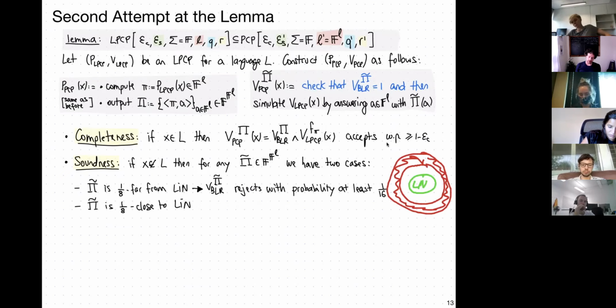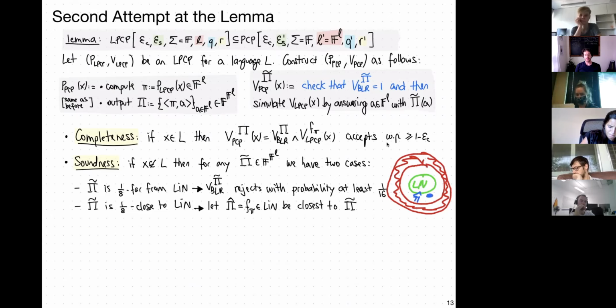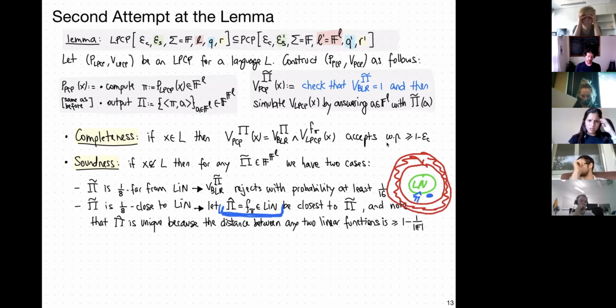So let me illustrate the problem a little better. Suppose that we are somewhere in this gray zone, and we are close to being linear, but not quite linear. Let's denote by pi hat the actual linear function which is closest to the function that we have. This is unique because it is close, within 1/8, so it is definitely within the unique decoding radius. So there is a unique linear function to which we are close, by the property of the Hadamard code.